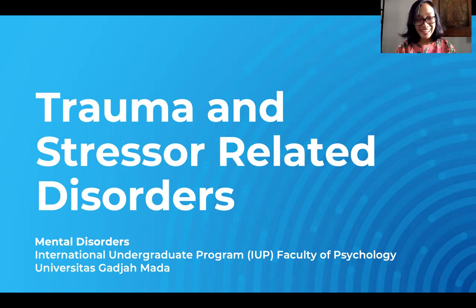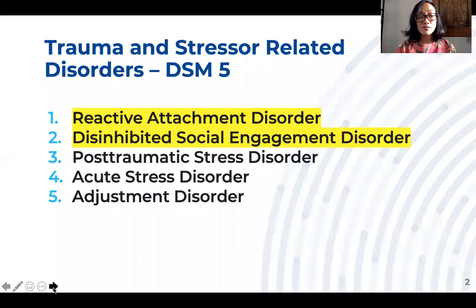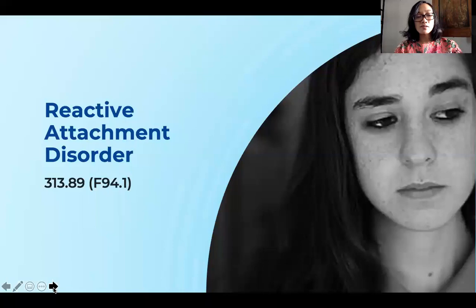My name is Satwika and in this video, we'll be talking about trauma and stressor related disorders. So DSM-5 classified trauma and stressor related disorders into 5 categories. But in this video, we'll be talking about the first two, reactive attachment disorder and disinhibited social engagement disorder. The first one is reactive attachment disorder, or RAD.